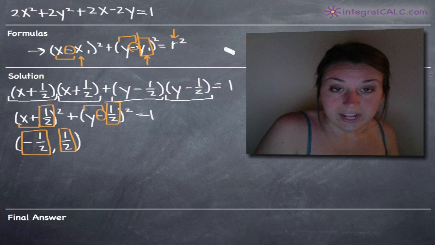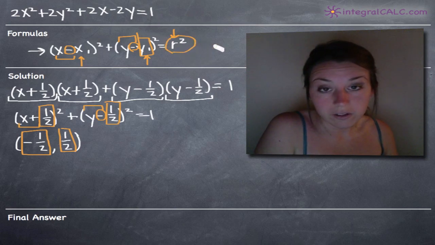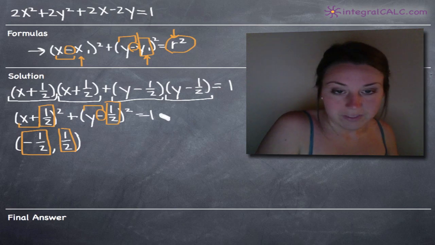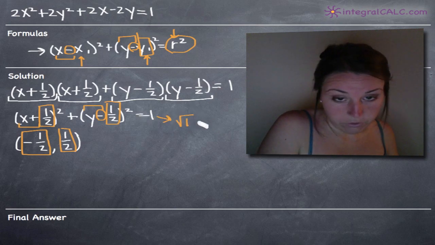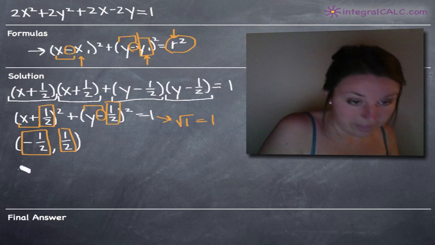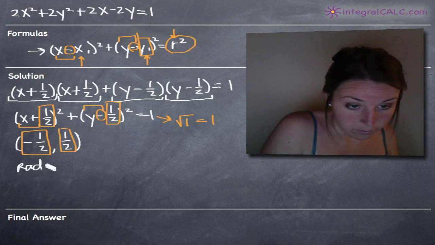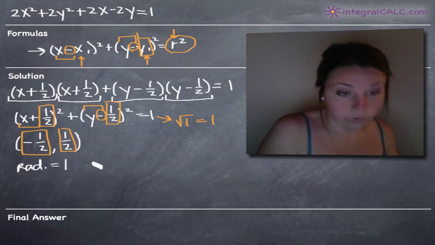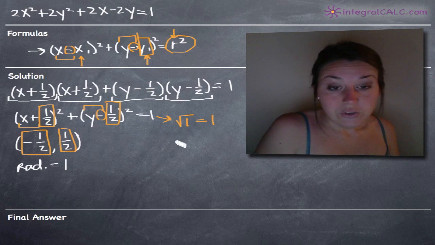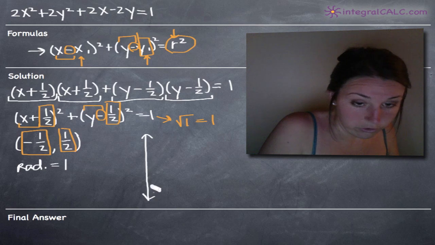And then as for the radius, notice that right here in our formula, we've got the radius squared on the right-hand side, which means that we need to take the square root of our right-hand side. So the square root of 1 will just get 1. So we say that our radius is equal to 1. So given those two pieces of information, we can now go ahead and sketch our circle.